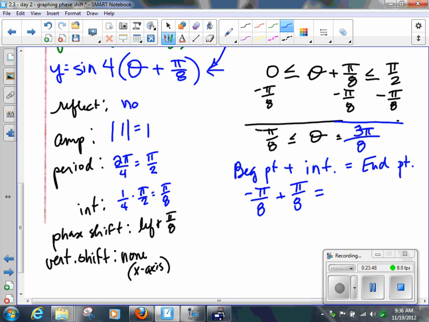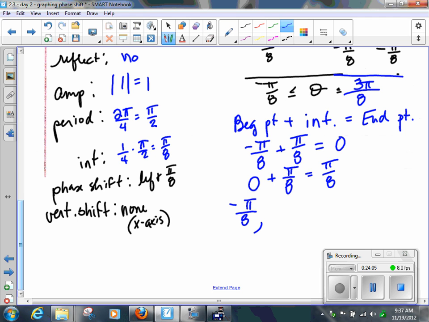Hey, where does that take me? It takes me to 0. And then it takes me from 0 to pi over 8. Oh, this is going to be easy. Are you seeing the pattern already? All right, so it's going to take me negative pi over 8, 0, pi over 8. 2 pi over 8 is going to be pi over 4. That's a 4. And then 3 pi over 8, right?